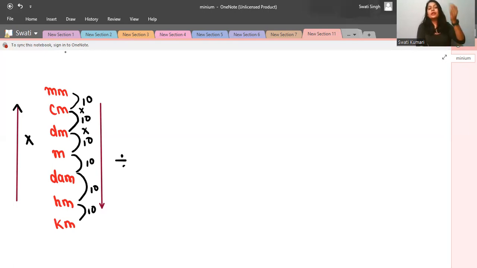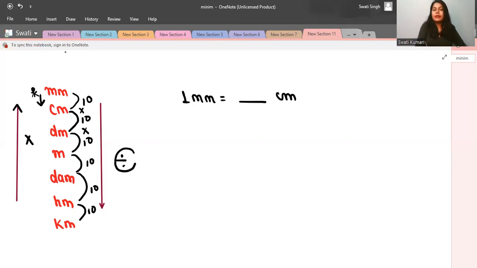Now, when you are coming down, for example, if the question is 1 millimeter is equal to how many centimeter? You can see that the difference between millimeter and centimeter is 10, but are you coming up or going down? You are coming down, absolutely, because suppose you are standing at millimeter and now you are coming to centimeter. That means, of course, you are going down. And when you are going down, what's the rule? The rule is you have to divide.